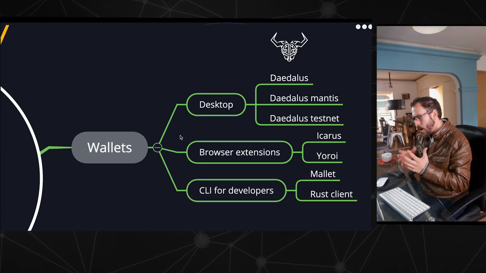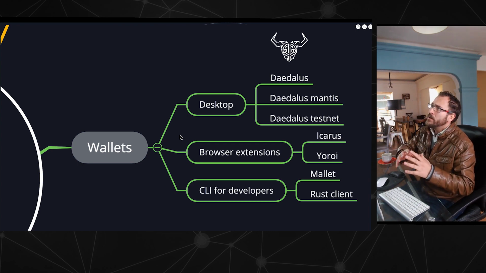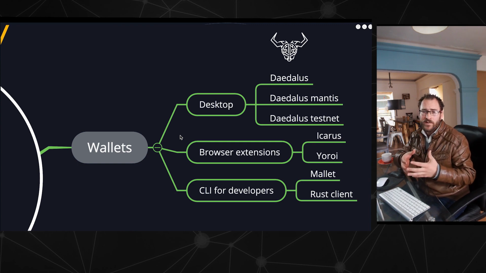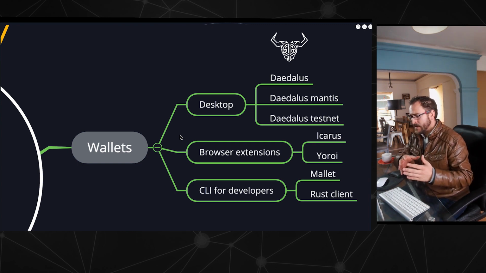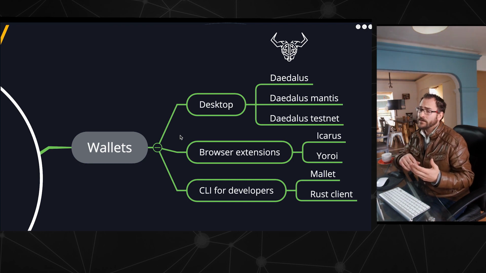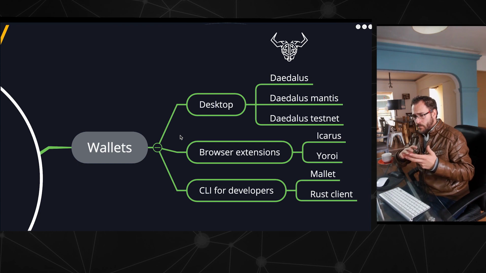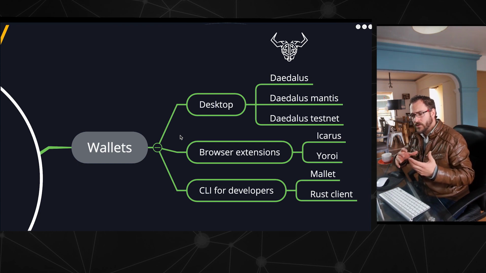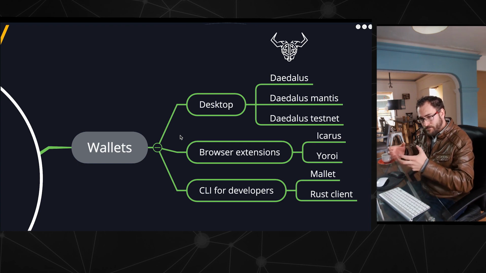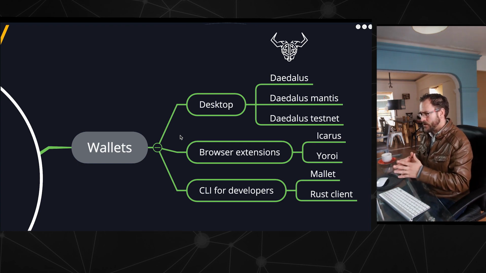So why is this important? Because it is intended to be a multi-currency wallet in the future, meaning that you are going to be able to store not only ADA or Ethereum Classic with the Daedalus Mantis, but also almost any other cryptocurrency. That's the main goal here. So it's an important project.